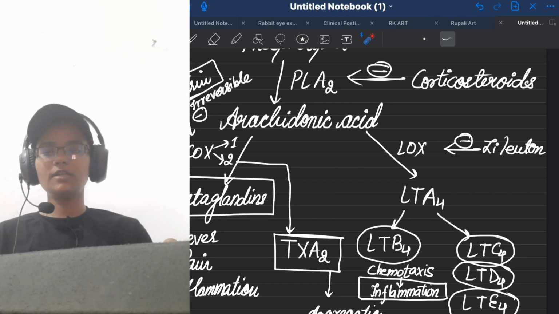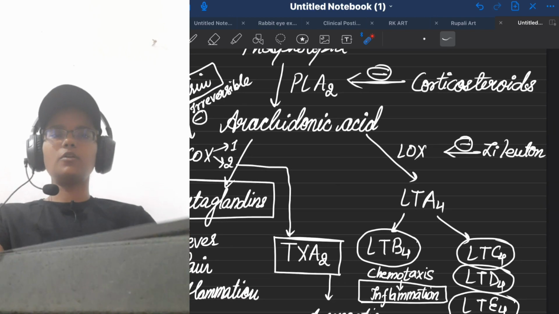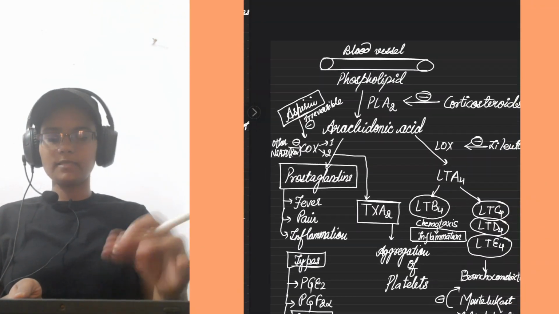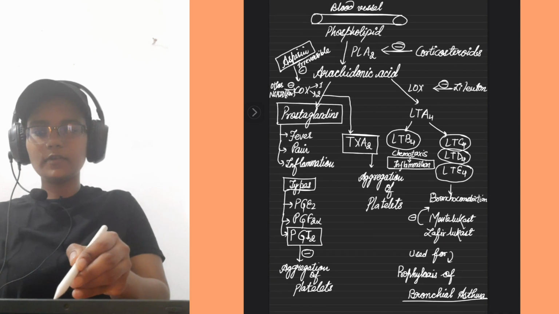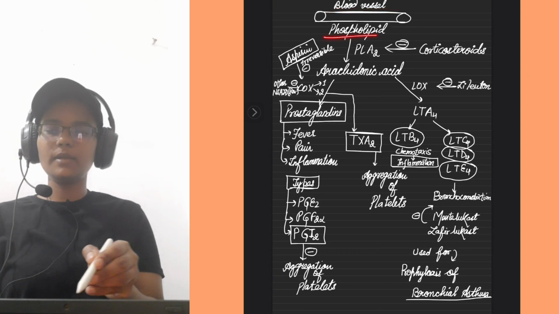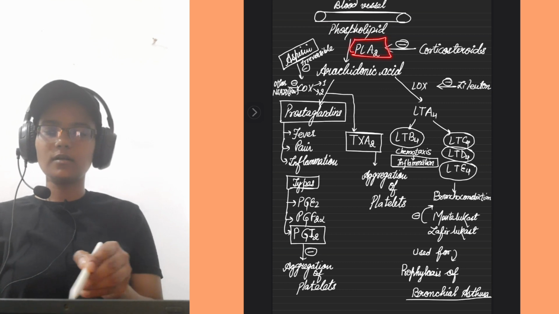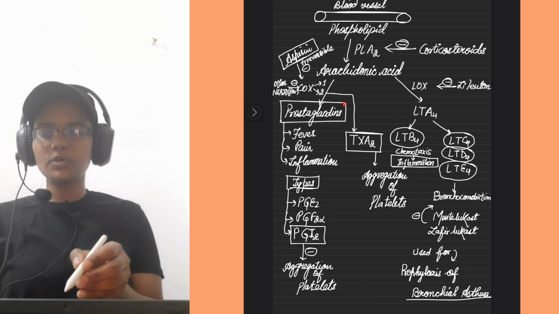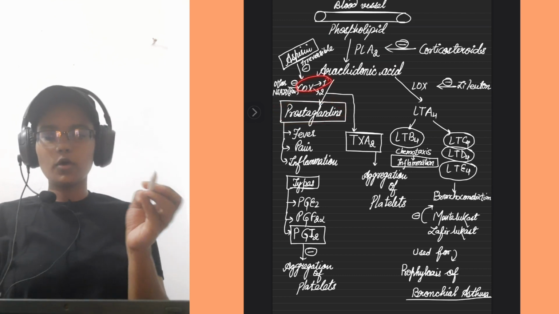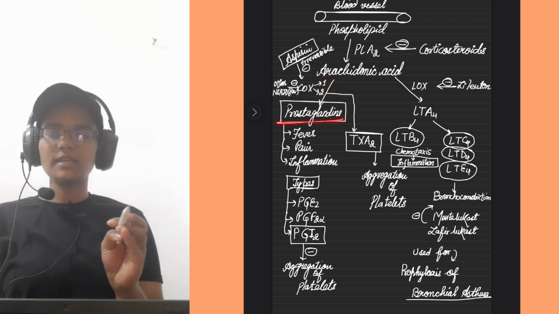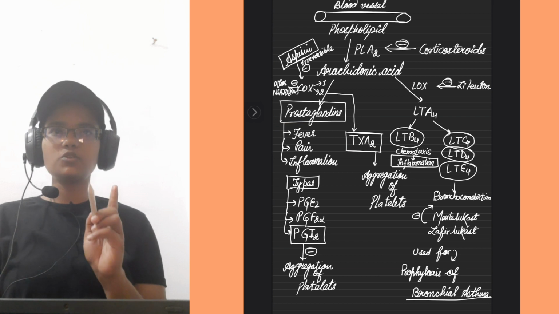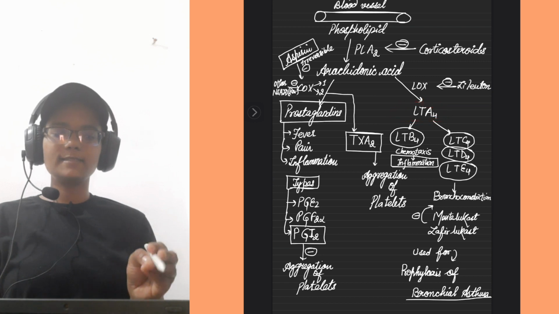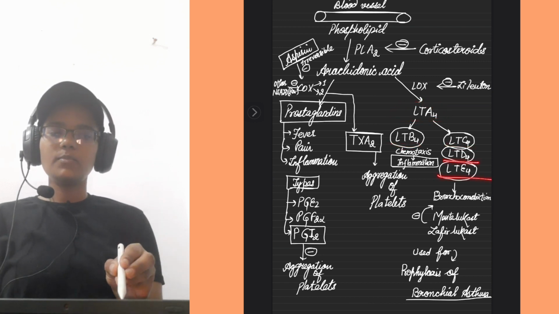Okay, so here is the pathway. Here you can see the blood vessel, and phospholipase A2 works on the phospholipid and converts it into arachidonic acid. Prostaglandins and thromboxane A2 are formed from arachidonic acid in presence of COX-1 and COX-2, and leukotriene A4, LTB4, LTC4, LTD4 and LTE4 are formed in presence of LOX.